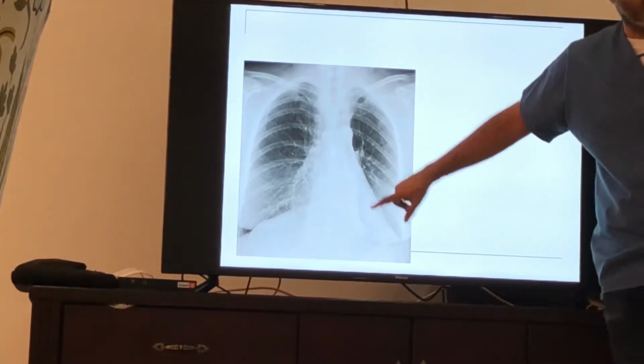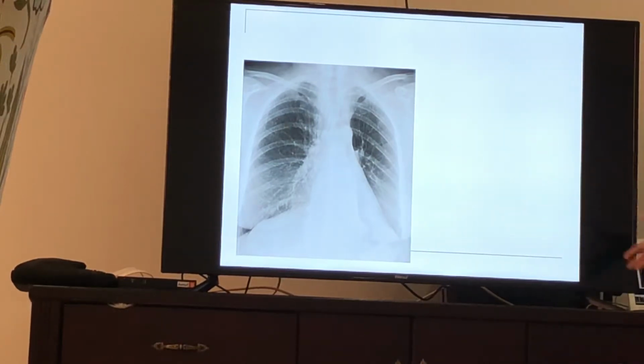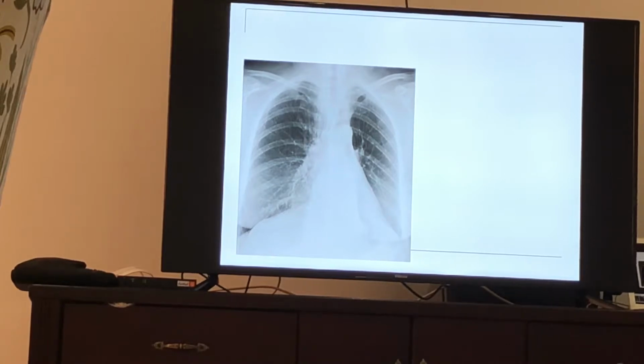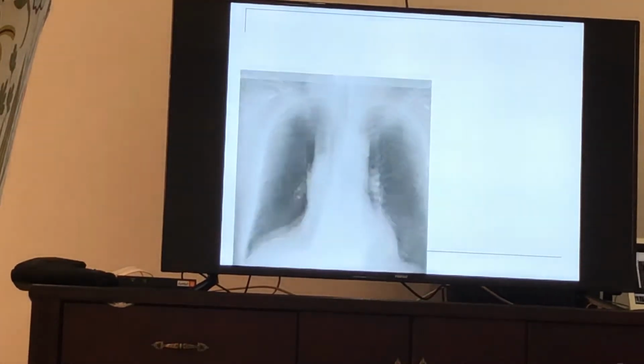cardiophrenic angle. It's continuous directly down. You cannot really visualize the whole diaphragm. So with the loss of lung volume and homogeneous opacity, homogeneous meaning all white, and obliteration of the left cardiophrenic angle, most likely this represents left lower lobe collapse. Yes, it is.